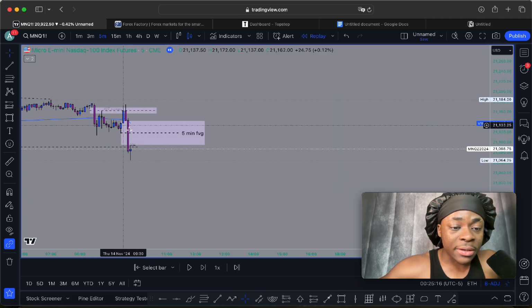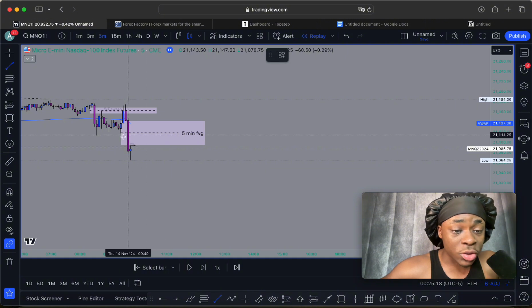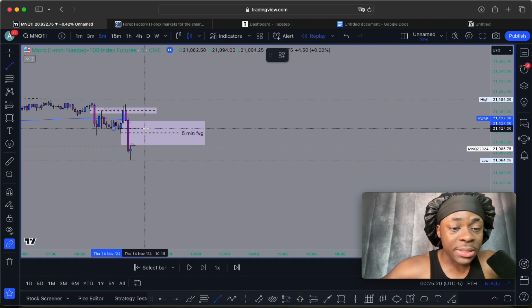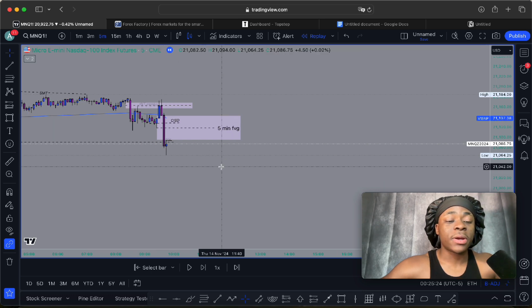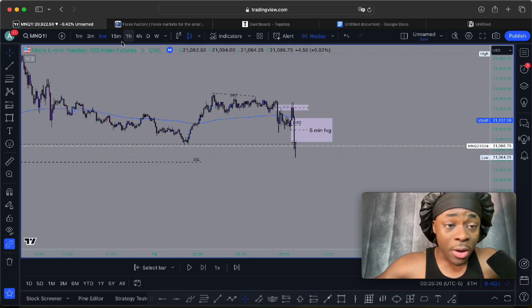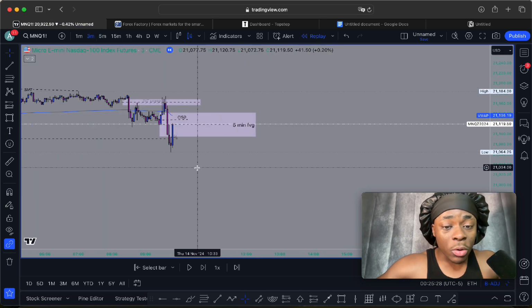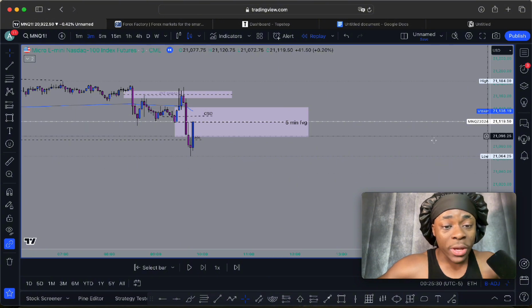You can also see that in the higher time frame, price broke structure and price had to change instead of delivery. So now we can really tell that we're very bearish, right? And we want to go lower. So now what I want to do is wait for the perfect time.